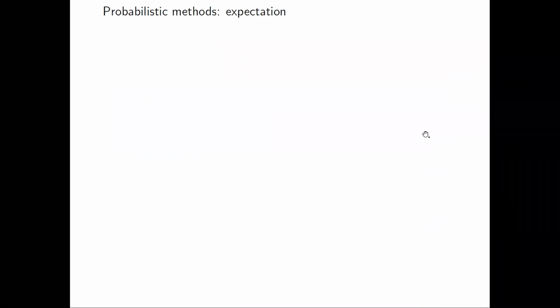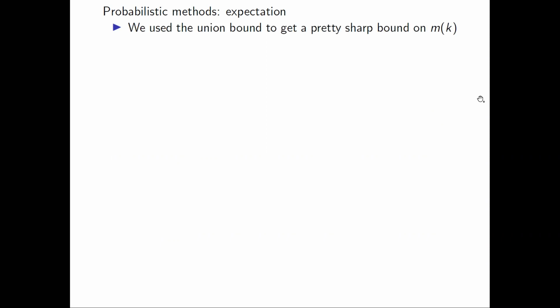So now let's look at another tool. And this tool is just expectation, expected value. So on the previous slide, we used the union bound, and that gave us a pretty sharp bound on m of k, because we got a lower bound of 2 to the k minus 1, and we saw that in general, the m of k has upper and lower bounds, which give a bound of 2 to the k times 1 plus little o of 1. So the lower bound that we proved is not too far from the best known upper bound.